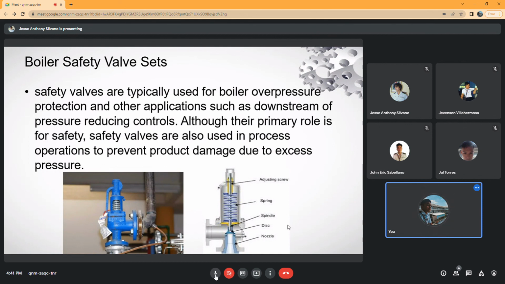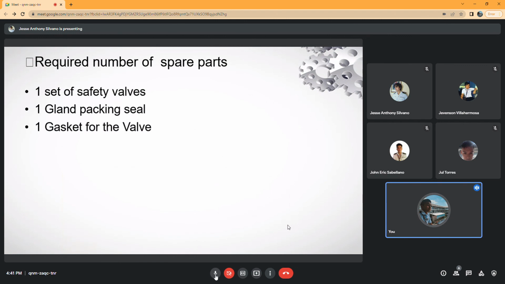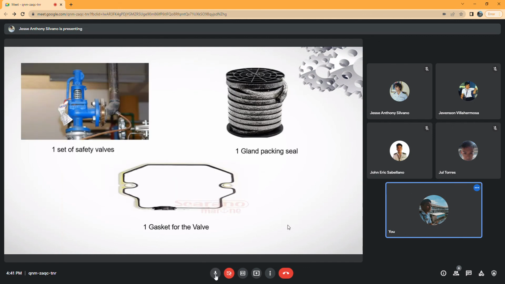So next slide. So the required number of spare parts: one set of safety valve, one gland packing seal, one gasket for the valve. So next slide, please. So these are the pictures of the one set of safety valves, one gland packing seal, and one gasket for the valve. So next.